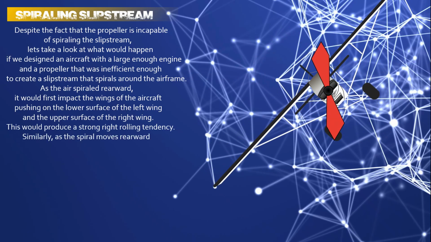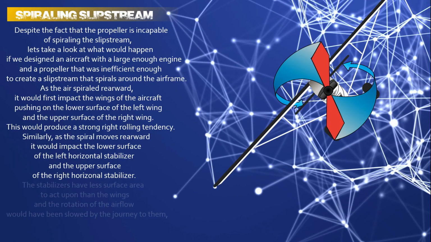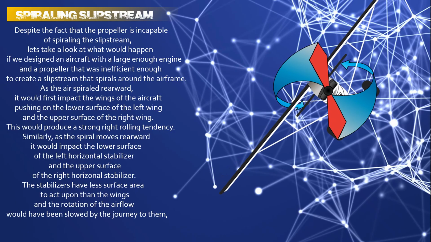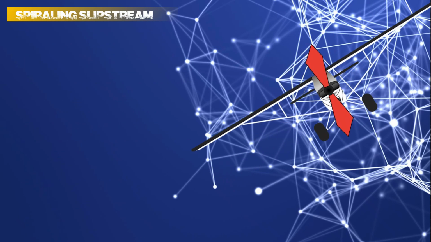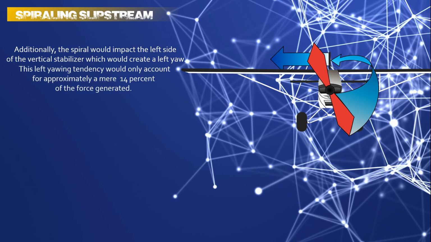Similarly, as the spiral moves rearward, it would impact the lower surface of the left horizontal stabilizer and the upper surface of the right horizontal stabilizer. The stabilizers have less surface area to act on than the wings, and the rotation of the airflow would have been slowed by the journey to them, but they would still add strength to the right rolling tendency created. Additionally, the spiral would impact the left side of the vertical stabilizer, which would create a left yaw. This left yawing tendency would only account for approximately a mere 14% of the force generated.